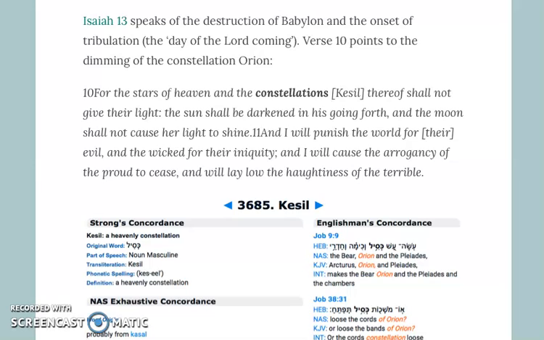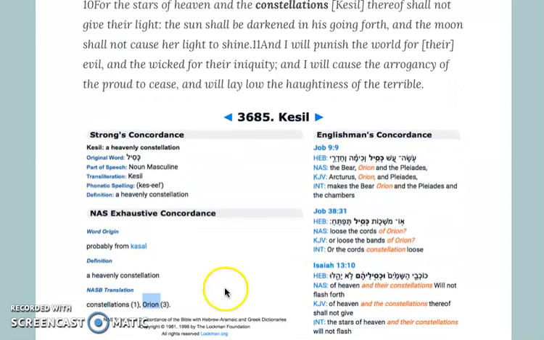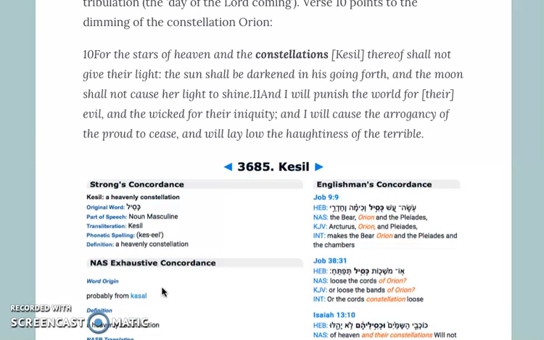So Isaiah 13 speaks explicitly of the destruction of Babylon, and we know that America Babylon is on the verge of being judged by the Lord, in addition to the rulers of Jerusalem. So Isaiah 13 speaks of the destruction of Babylon and the onset of tribulation, the day of the Lord coming. Verse 10 specifically points to the dimming of the constellation of Orion. Verse 10: for the stars of heaven and the constellations, and the word for constellation, Kesil, listed over here, means Orion. So, for the stars of heaven and the constellations thereof shall not give their light.